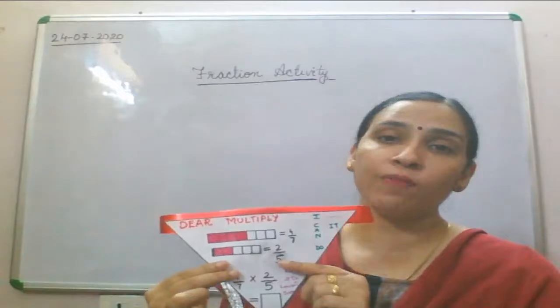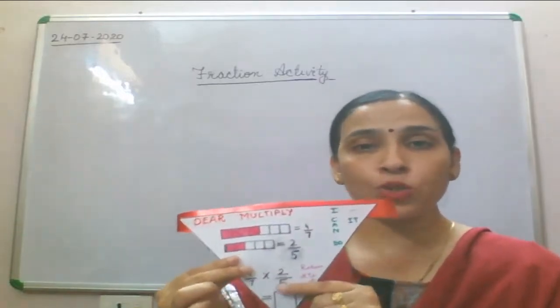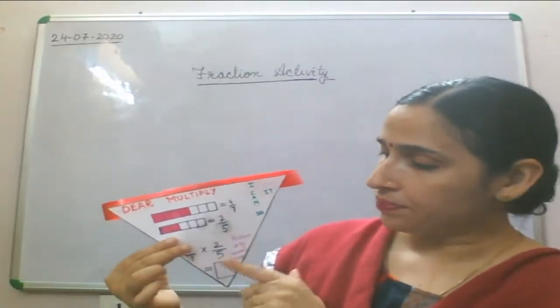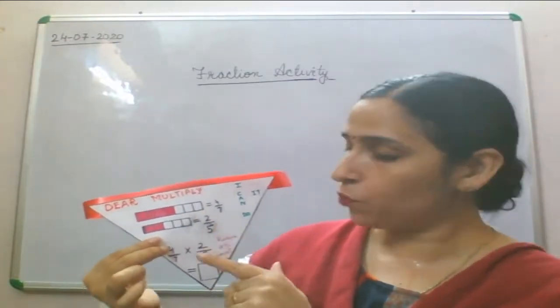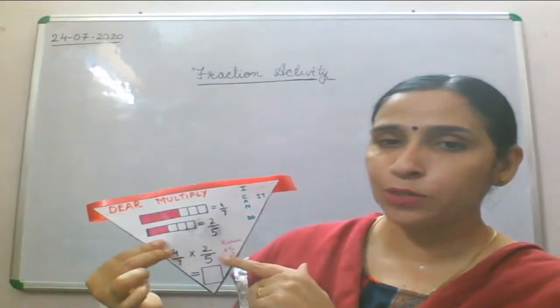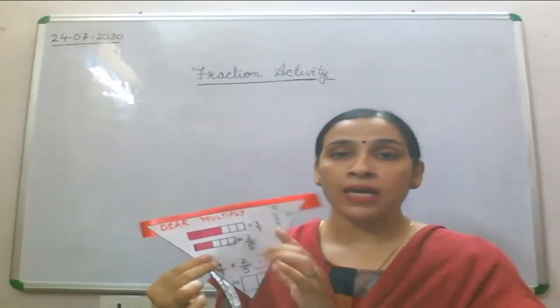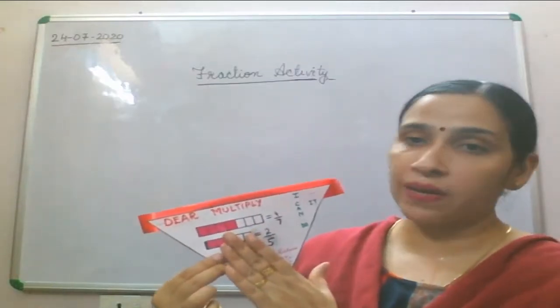I hope you all enjoyed doing this activity of fraction. And then we have done the multiplication. 4 by 7 will be multiplied by 2 by 5. Now this multiplication you all have done. This representation also we have done.